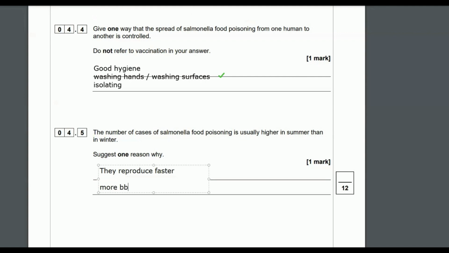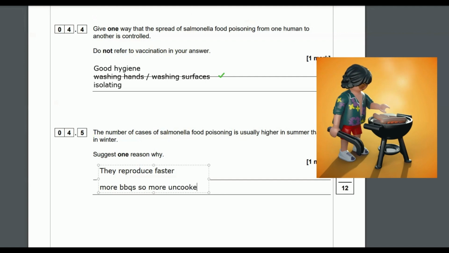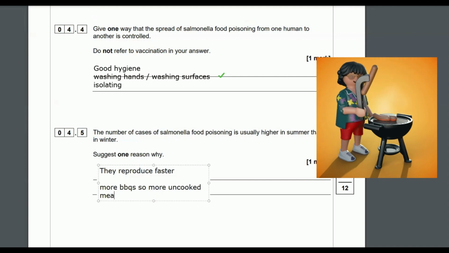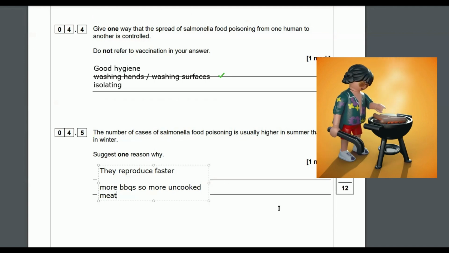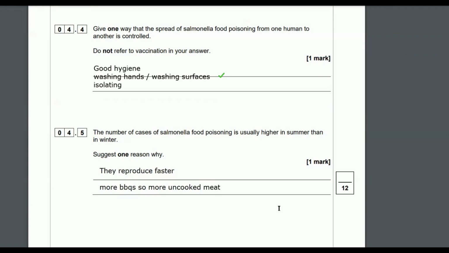Now, they do accept on the mark scheme more barbecues, so more uncooked meat, because people notoriously, when they cook barbecues, cooking chicken on the barbecue is a risk because often the outside of the meat gets burnt by the flames of the barbecue and appears to be cooked, but is still bloody or uncooked inside. So that is when we get the biggest spread of salmonella. So there's more uncooked meat going around, basically, is another potential answer.